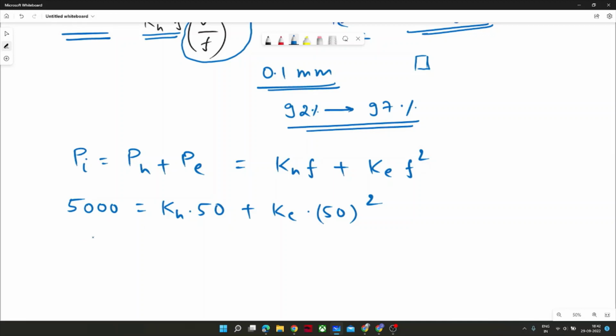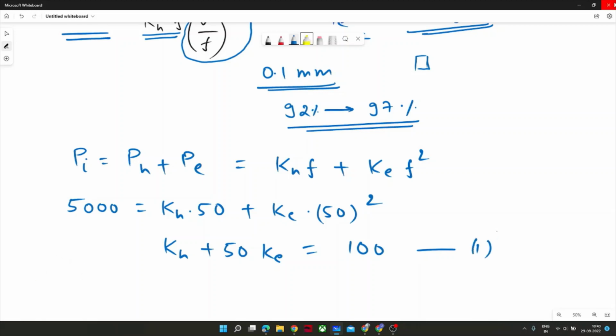If I simplify it, divide both sides by 50. You will get KH plus 50 KE equal to 100. It is your first equation.